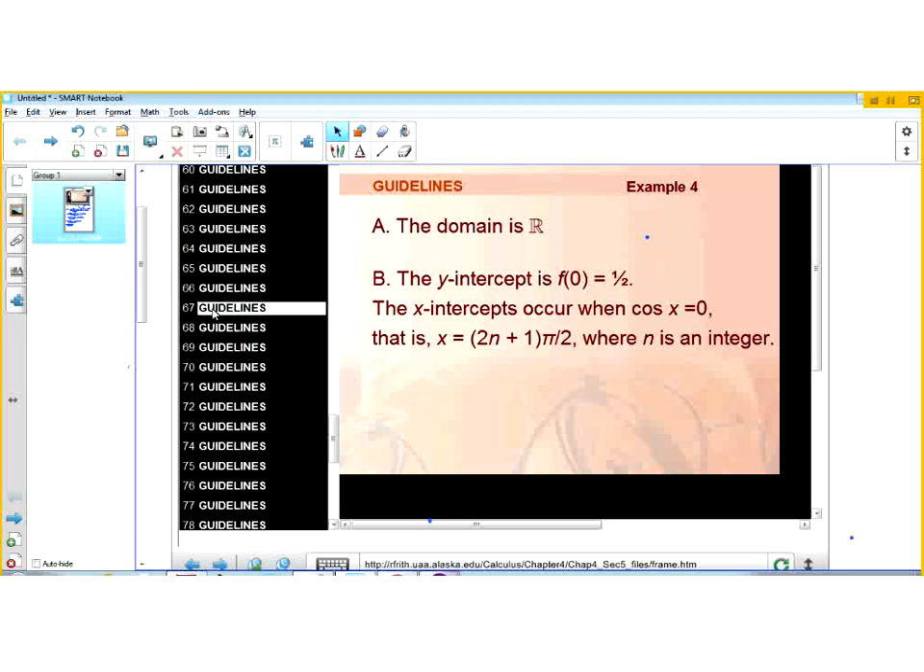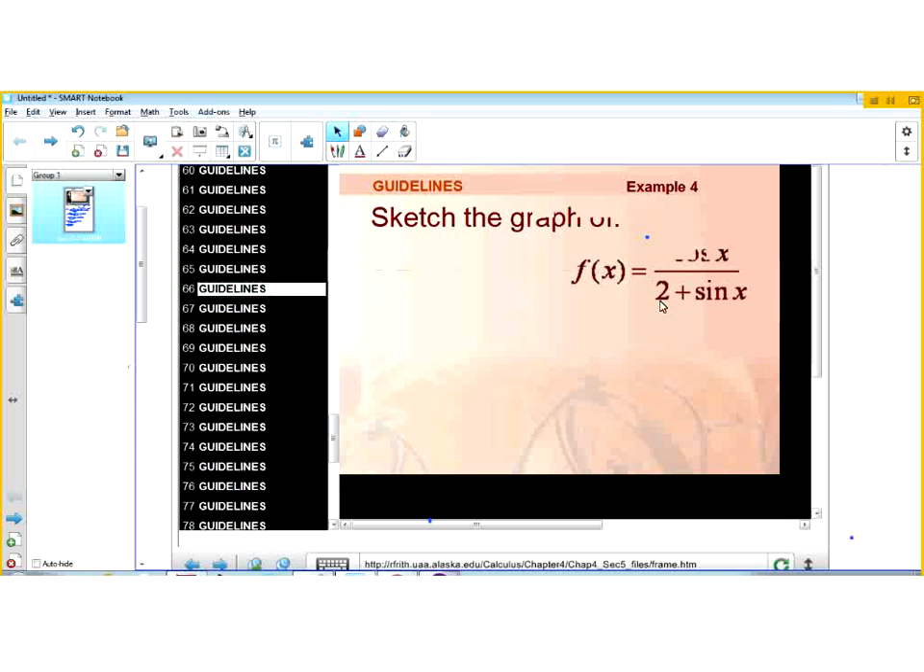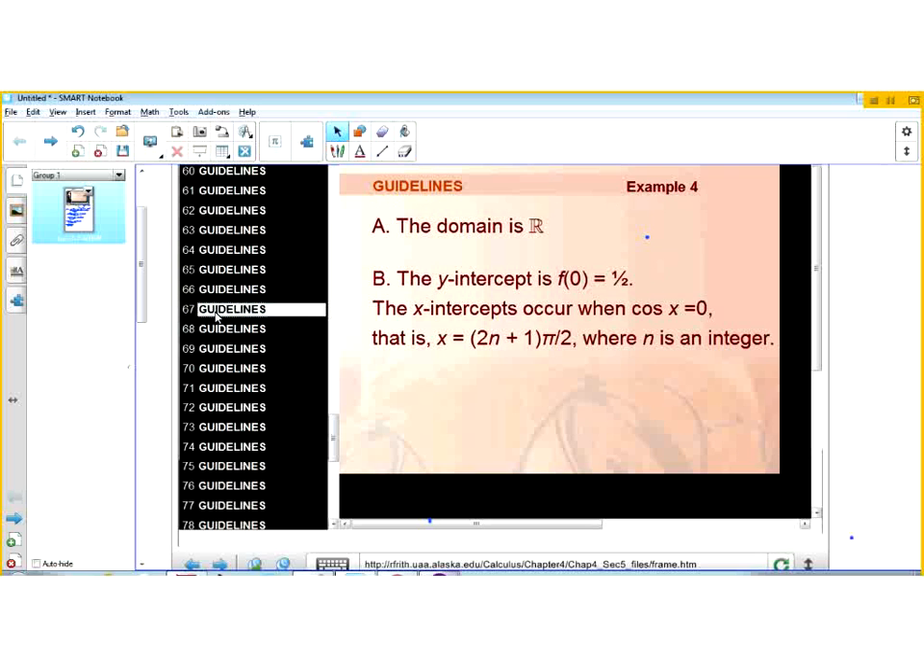Okay, so the domain, of course, is the set of real numbers because the domains of sine and cosine are the set of real numbers. And also note, look at the denominator of the function. The denominator of the function is never 0 because the sine function never falls below -1. All right, so that's obvious.